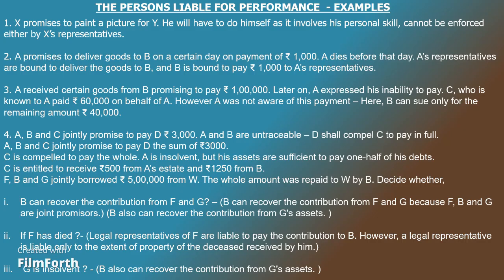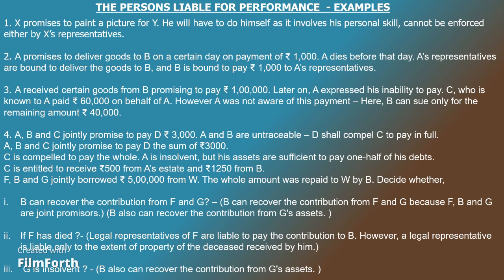Performance of joint promise. All the joint promisors are jointly and severally liable. However, the contract between the joint promisors may provide otherwise. A joint promisor may claim contribution from other joint promisors, if he is compelled to perform the whole promise. A joint promisor may claim contribution from other joint promisors, if any other joint promisor makes a default in performance of his promise. Where one of the joint promisors is released, other joint promisors shall continue to be liable.